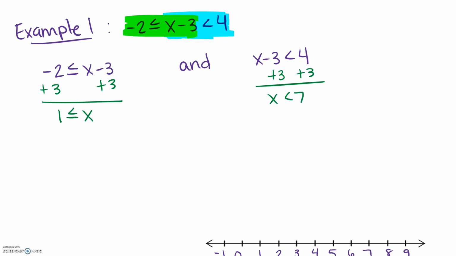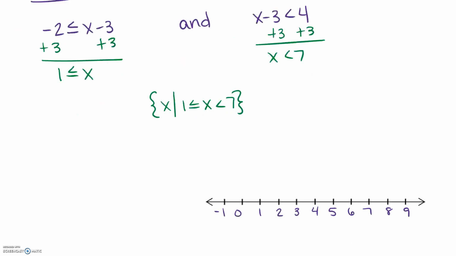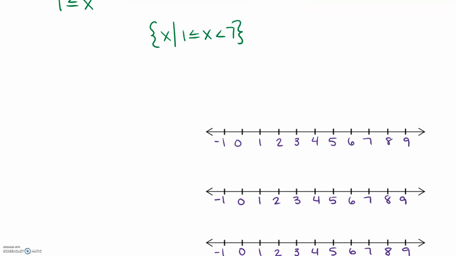So we have to write our solution set for our compound inequality. So we have the set of all numbers x such that x is greater than or equal to 1 and less than 7. Okay, don't forget your squiggle brackets.